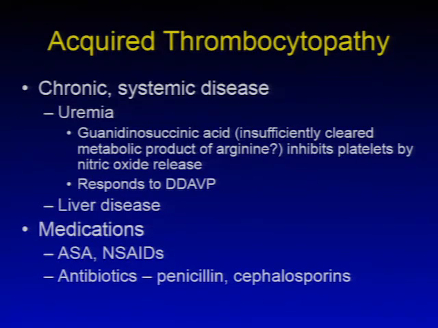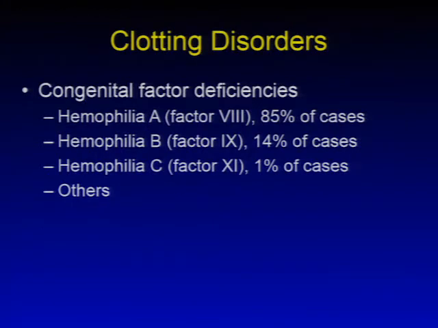This is common because those liver patients, especially the end-stage liver patients, will often exhibit hypersplenism, bone marrow depression as well, and often have significant problems with malnutrition. Medications can cause this, aspirin and NSAIDs, we'll get into those more. And antibiotics, some of the more common would be penicillin and cephalosporins.